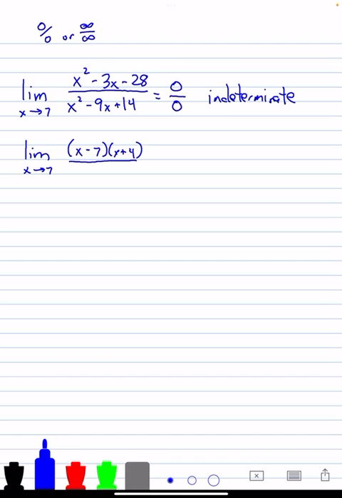And x squared minus 9x plus 14 would give us x minus 7 and x minus 2. So we go through, of course, as we all know, the x minus 7s are going to cancel, and now we can use direct substitution. 7 plus 4 gives us 11, and 7 minus 2 gives us 5.